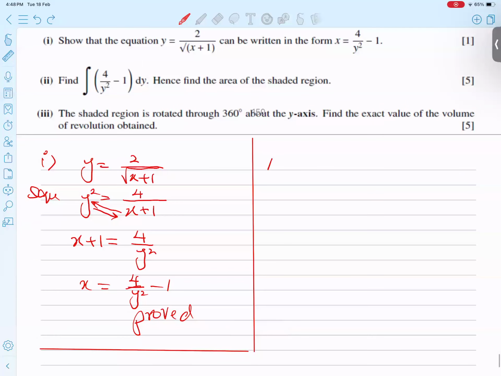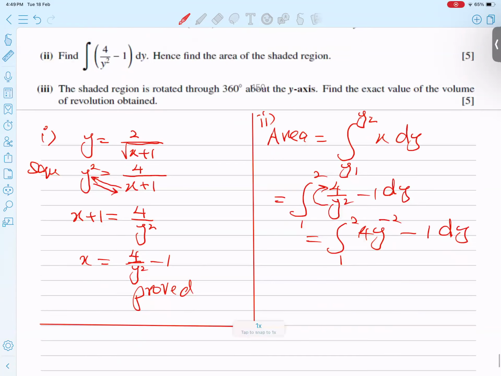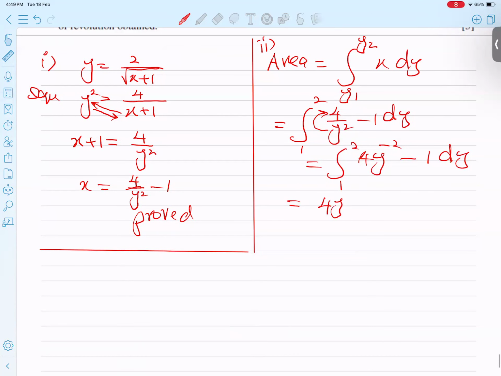So how to get the part 2 area? Here I'm writing y1, here I'm writing y2, here I'm writing x and dy. The lower limit is 1, the upper limit is 2, and the x value is this one, 4 over y squared minus 1, dy. Can I integrate directly? No way. I'm bound to bring it up. This will go up. So 4y to the power negative 2 minus 1 dy. Now increase the power by 1. When increased by 1, negative 2 plus 1 gives us minus 1. So minus 1, and divide by the same. And the integration of 1 is y, with limits 1 to 2.